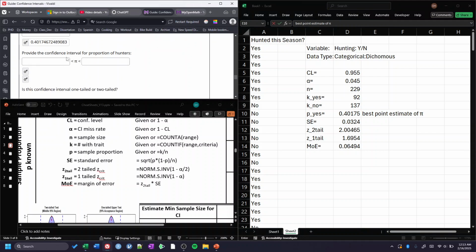We want to provide the confidence interval. So we weren't given any directionality here, so we are going to do a two-tailed interval. And we need a lower and an upper. And while I'm at it, we're also going to do a one-tail lower. And we're going to do a one-tailed upper.